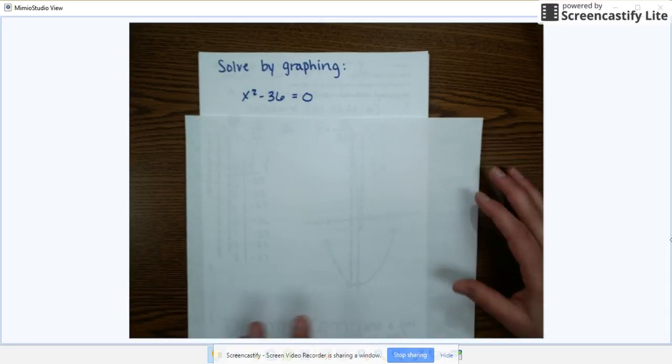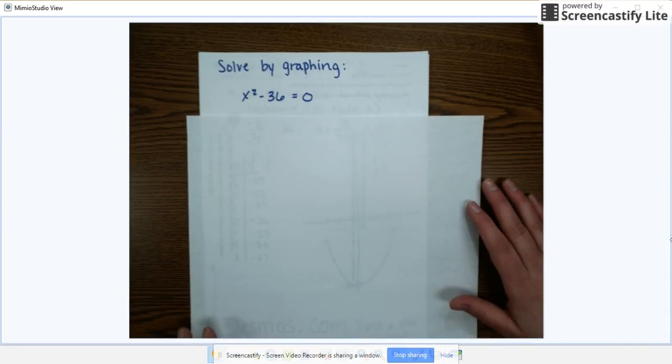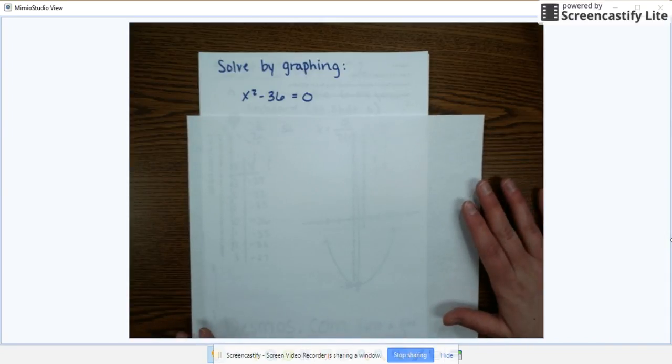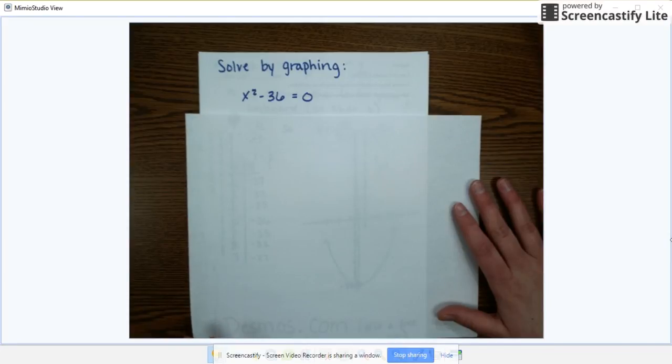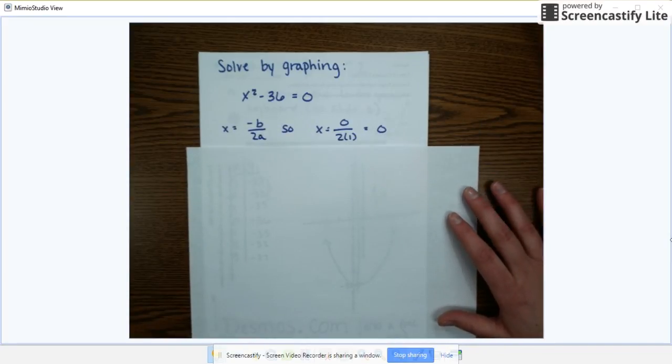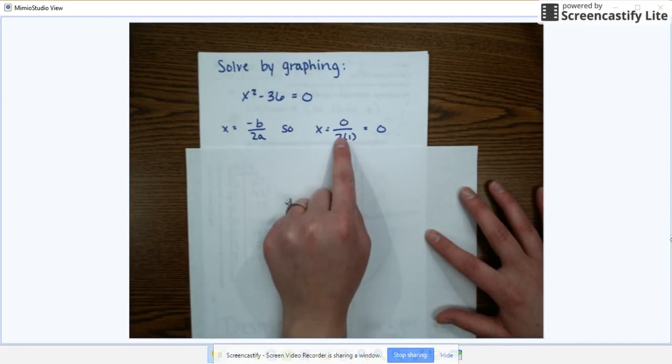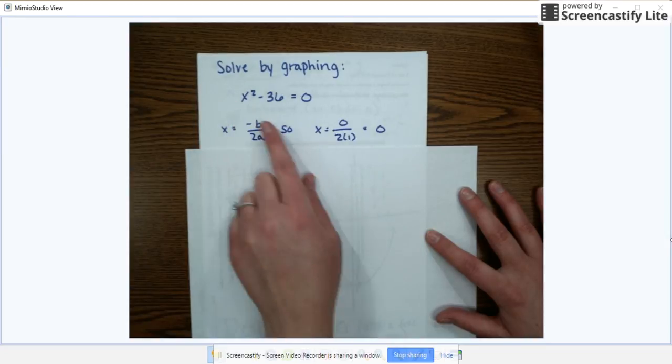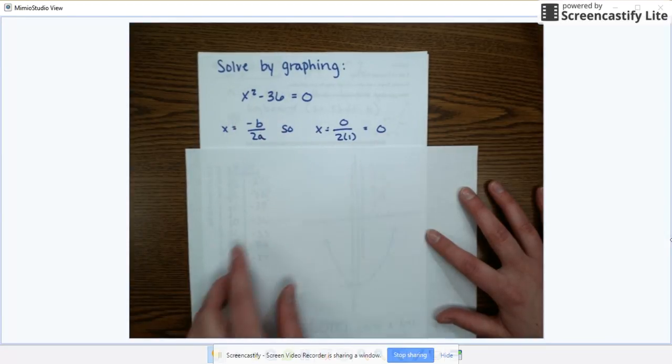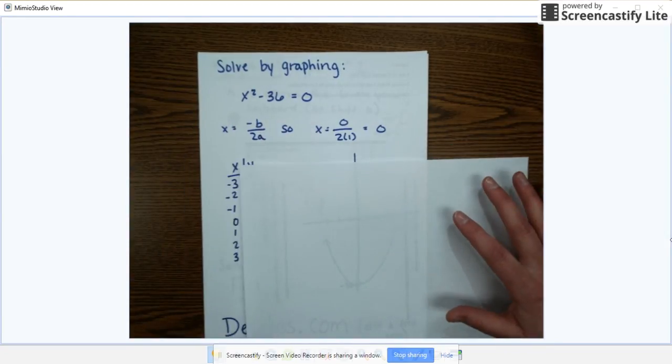So if we're given this equation, x squared minus 36, and we're told to solve by graphing, the first thing we would want to do, if you recall from the other day, is find our axis of symmetry. Well, that's that x equals opposite of b over 2a. So for our equation, we don't have a b value. So it would be 0 over 2 times our a value is 1. Well, 0 divided by anything is 0. So we know we would have to come to our table.